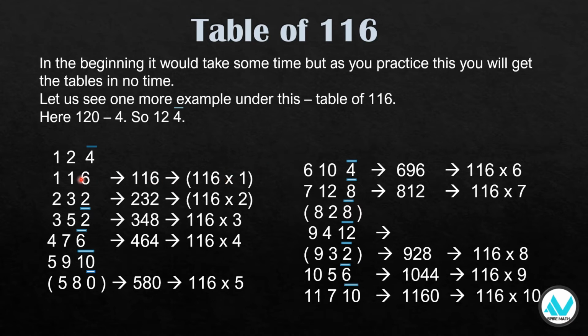Now wherever there is addition let me add and wherever there is subtraction let me subtract. So 1 plus 1 is 2, 1 plus 2 is 3 and 6 minus 4 is 2. That gives me 116 twos. Now next step, 2 plus 1 is 3, 3 plus 2 is 5 and 2 minus 4 is bar 2. Next step, 3 plus 1 is 4, 5 plus 2 is 7, bar 2 minus 4 gives me bar 6. In this manner let us complete the entire table.